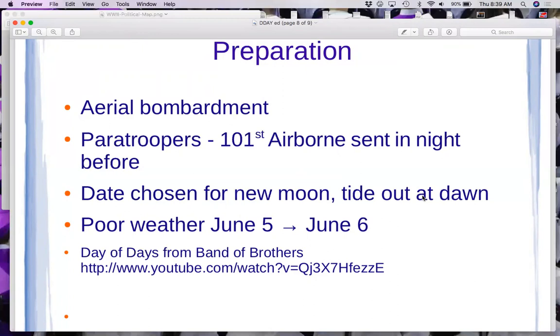The night before, a group called the 101st Airborne, a group of paratroopers, meaning those people who jump out of a plane and use a parachute to land, were sent in right behind enemy lines, because they need to have people in the interior of France a little bit, along the coast but not right on the coast, so that when the American and Canadian and other allied forces land, there will be another force that can come in from behind.